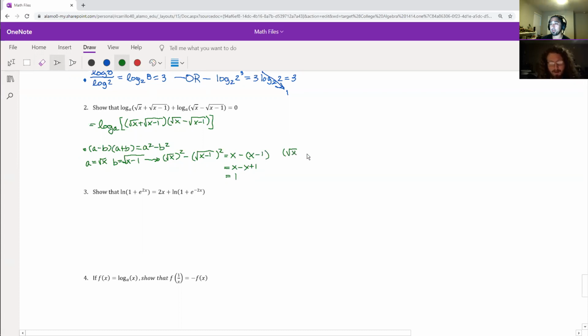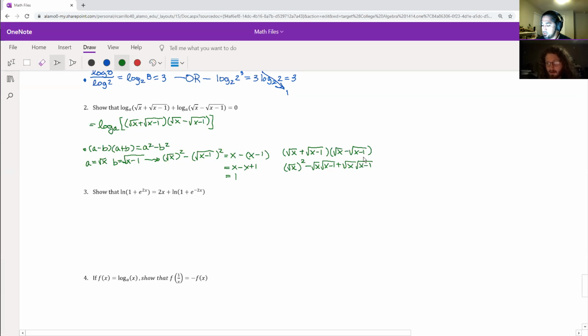Square root of x plus the square root of x minus 1, times the square root of x minus 1. FOIL, right? First is the square root of x times the square root of x. That is the square root of x squared. And then we get the square root of x times negative square root of x minus 1. We get square root of x minus 1 times square root of x.